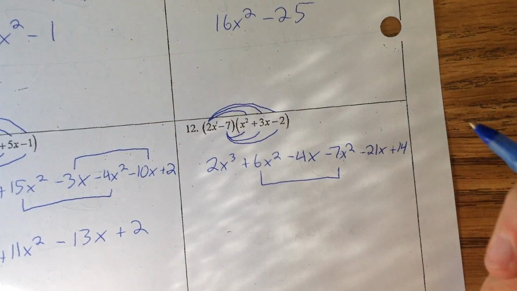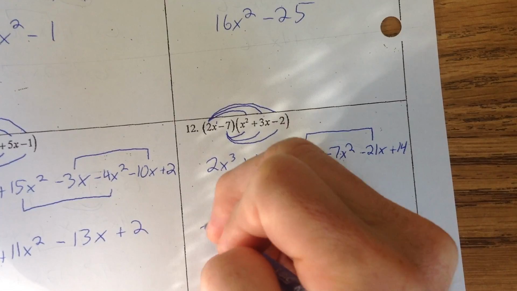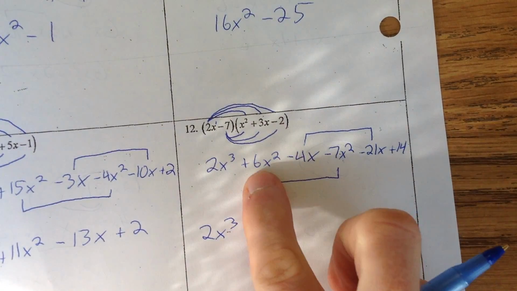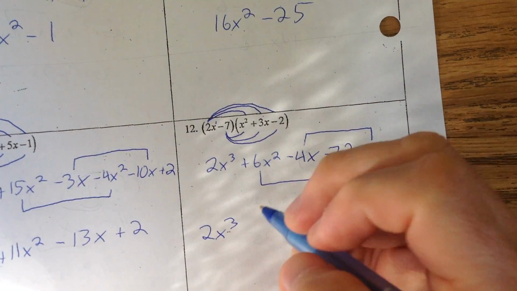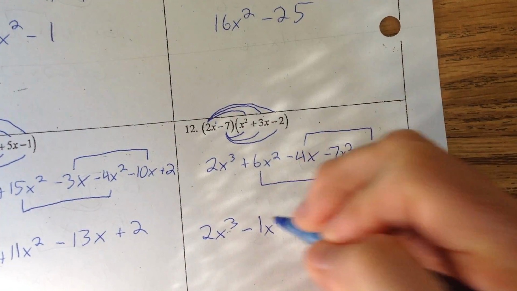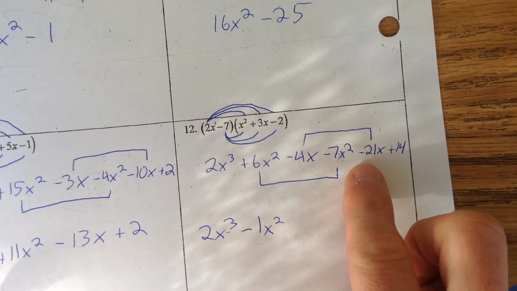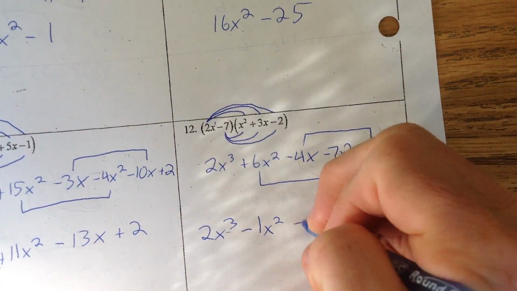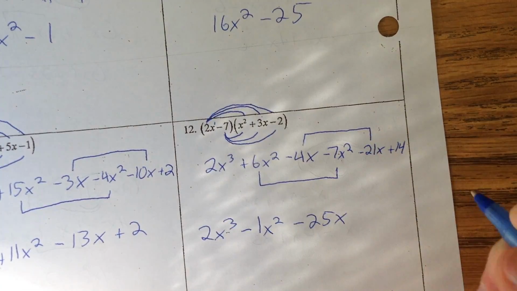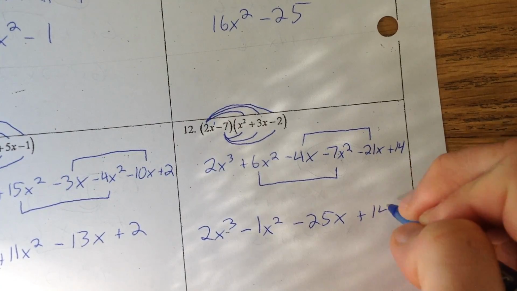So we have like terms here, and we have like terms here and here. So the 2x to the third comes down. 6 minus 7 is negative 1, so you could either write that as minus x squared, or if you want to have the 1 in front, that's fine too. And then negative 4 minus 21 is going to be negative 25x, and then because there's nothing to combine the 14 with, that just comes right down.